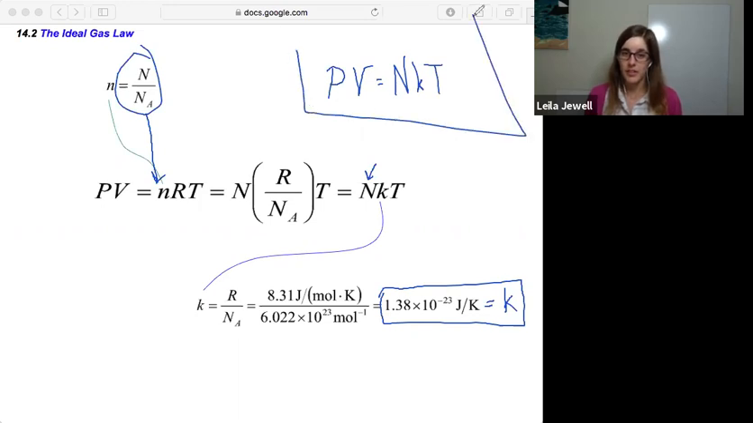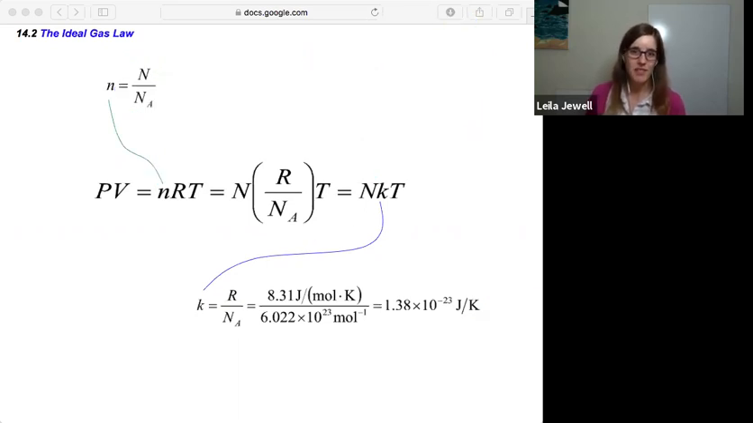So that is another useful form of our ideal gas law. Let's check out an example of this in action.